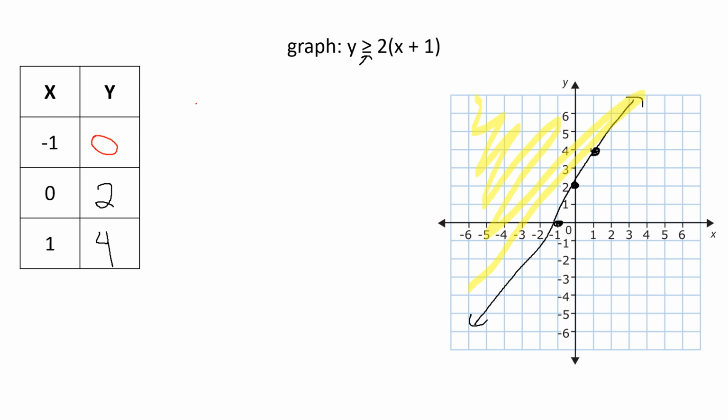And that's it. So T-chart it, fill those values in, draw your line. If it's greater than or equal to, less than or equal to, it's a straight line. If it's just greater than or less than, it's a dotted line. And then if it's greater than, you shade above. If it's less than, you shade below. That's it. Let's do one more.